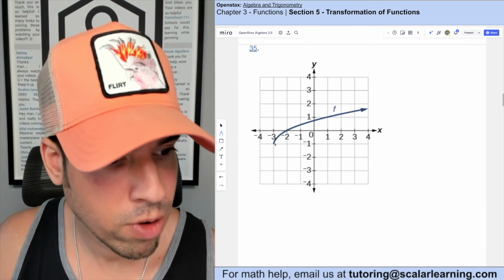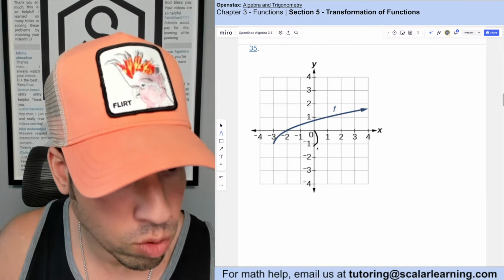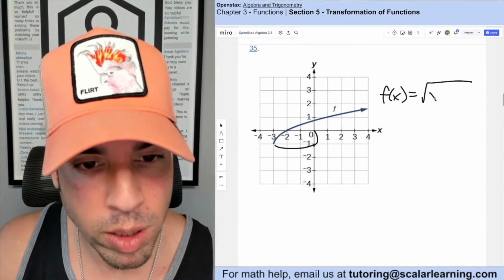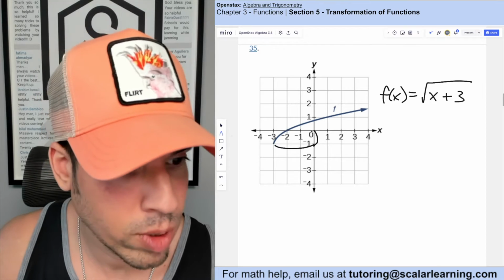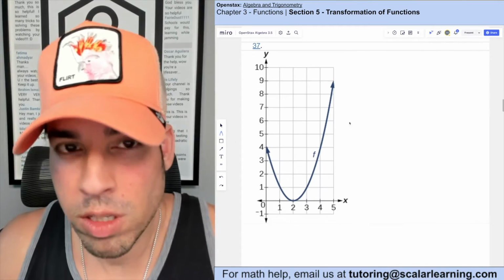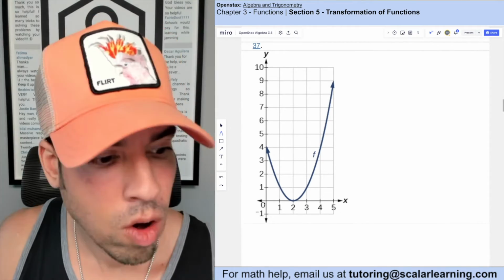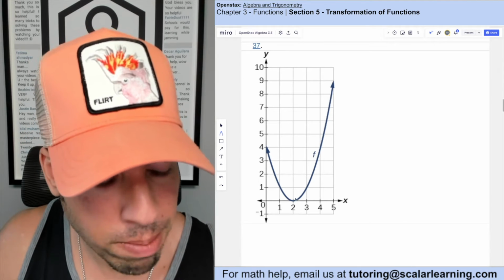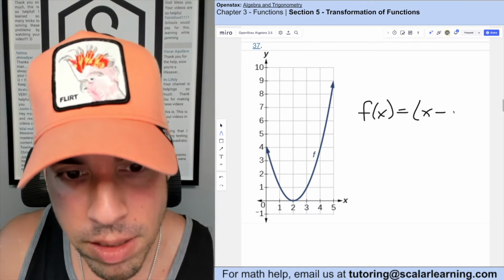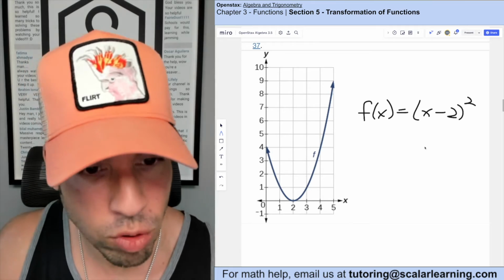For this one, the parent function is, of course, the square root of x, and it's just been shifted down 1 and to the left by 3. So to go to the left by 3, we would add 3 to x, and then we go down 1, we'd subtract 1, boom, done. This one is, of course, a parabola, so we're starting with a parent function of x squared. All that's happened here is it's been shifted to the right by 2, so it's going to be x minus 2 squared. That's going to do a horizontal shift to the right by 2, boom, done.